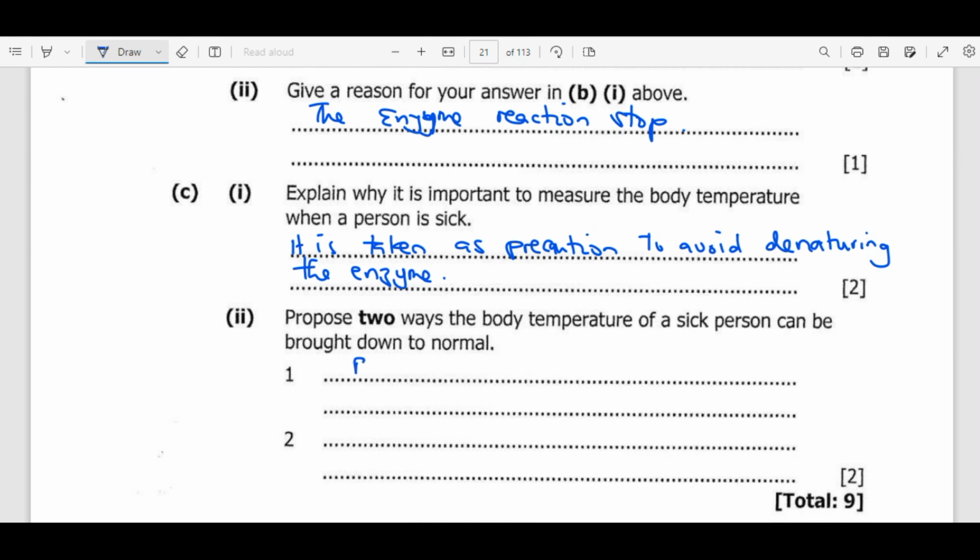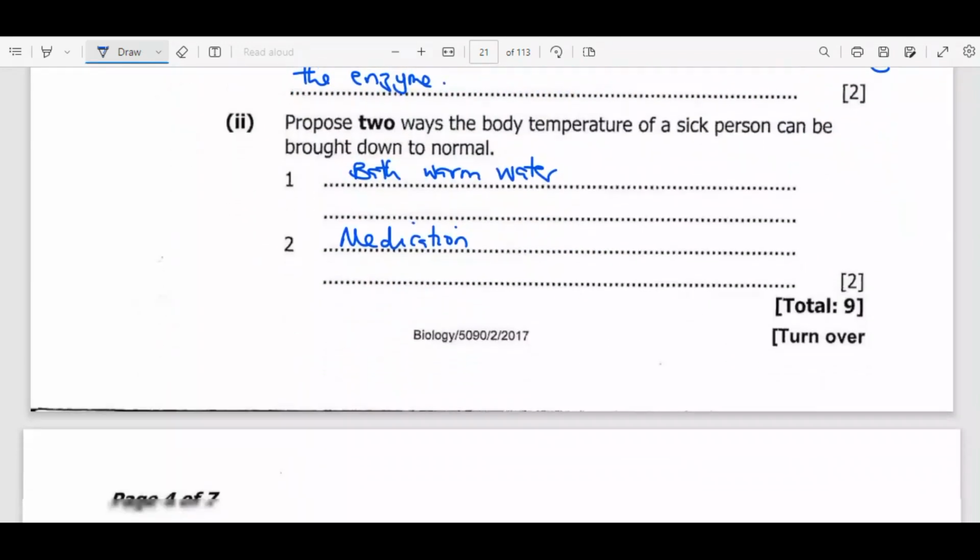So bath in warm water, not cold but warm. And then the other one is medication. Medication can stabilize the body temperature of a person.